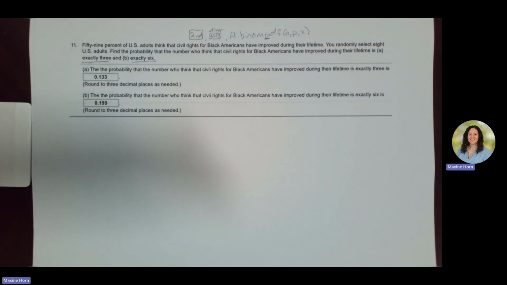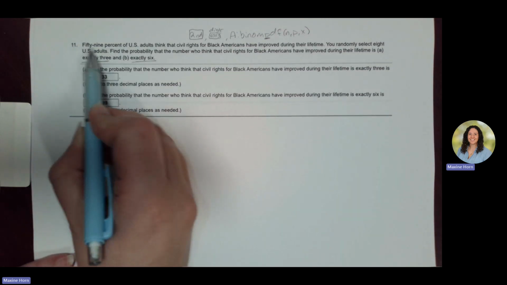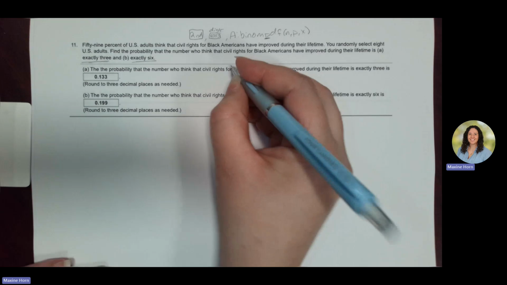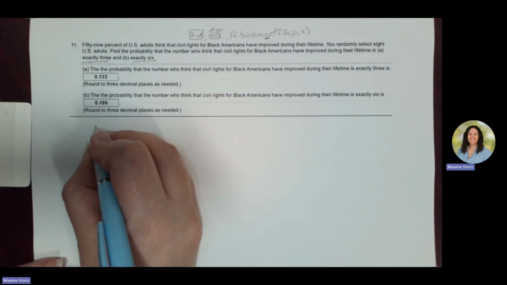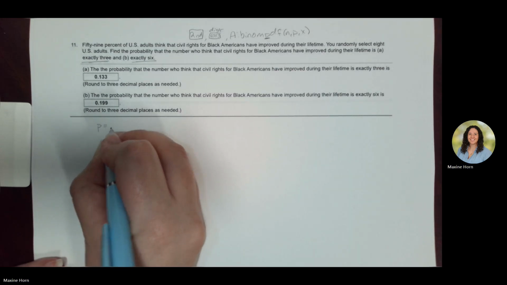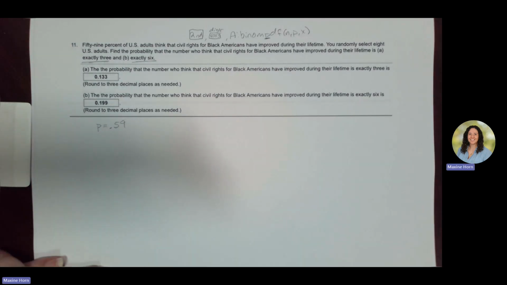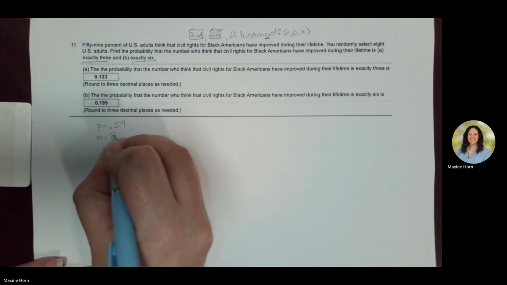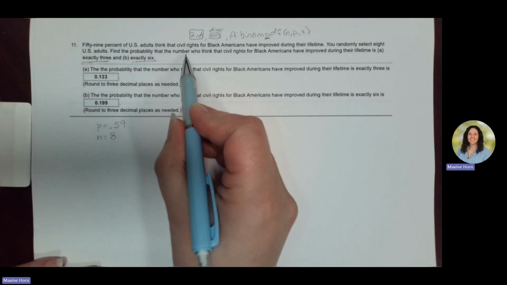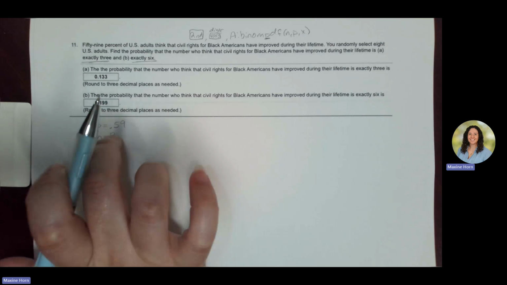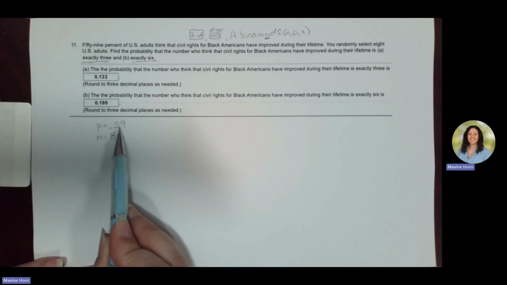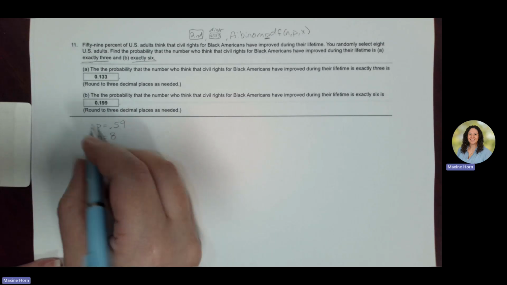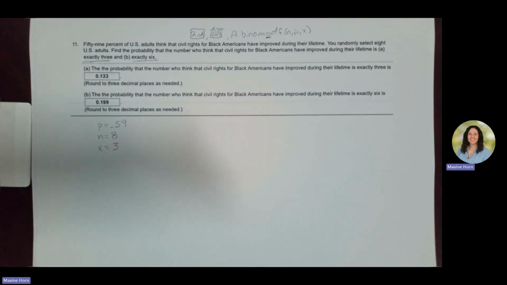All right, let's start labeling things. 59% is p, 0.59. You randomly select 8 US adults, that's our n. Find the probability that for exactly 3, our x value is 3. So this is for A.